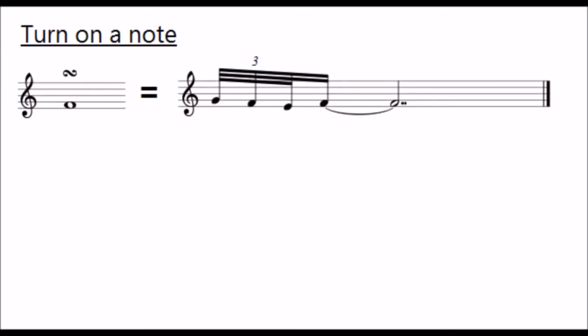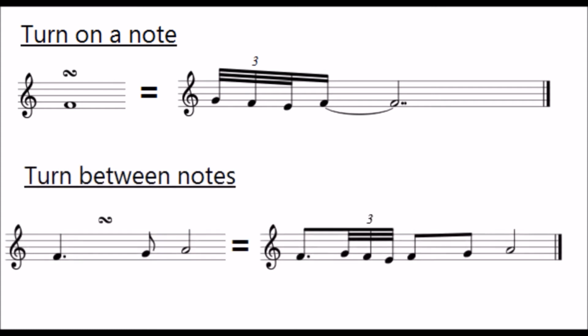The turn. There are 2 kinds of turn you need to know. The first is a turn on a note, where you start on the upper note, then a rapid triplet descending down through the main written note to the lower note, and returning to the main written note. The second type of turn is a turn between notes. In this case, you start with the written note before doing the rapid triplet, as above.